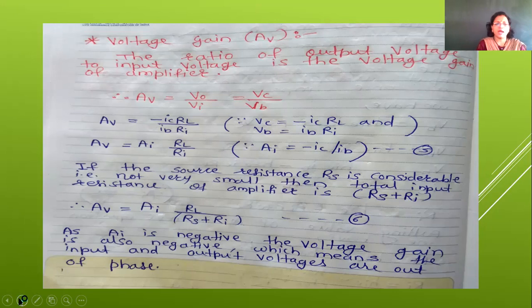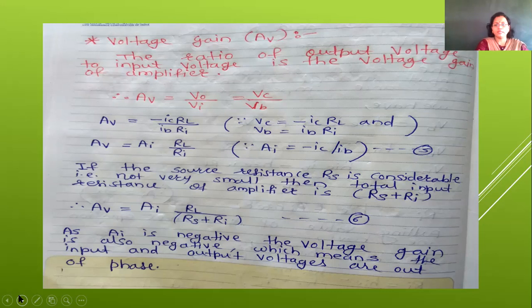Now AI is negative. The voltage gain is also negative. If AI is negative, the voltage gain will also be negative, which means the input and output voltages are out of phase. From this we can say that input and output voltages are out of phase.